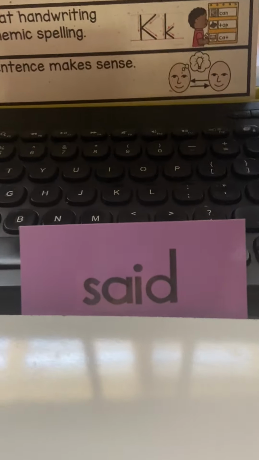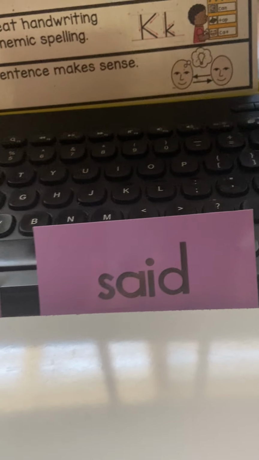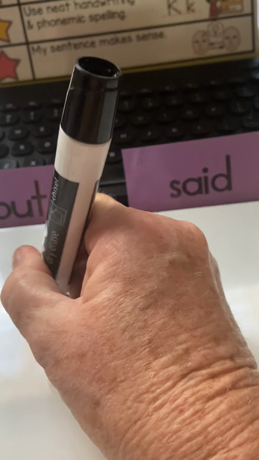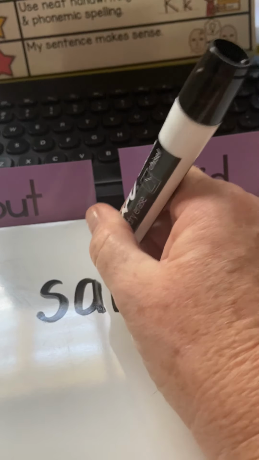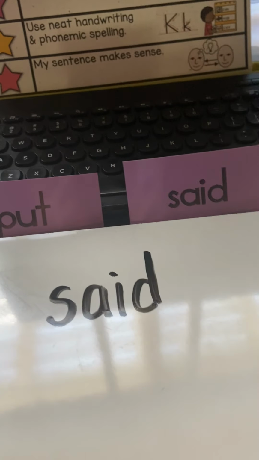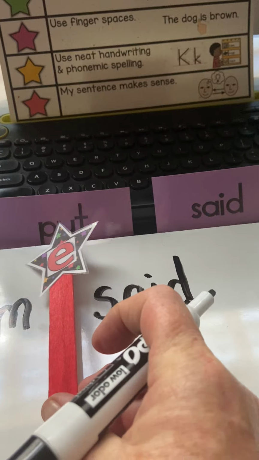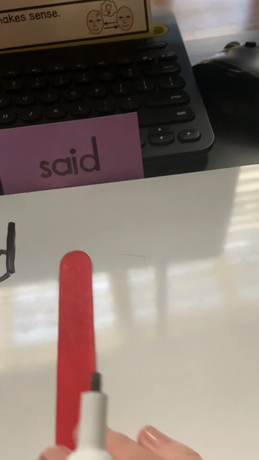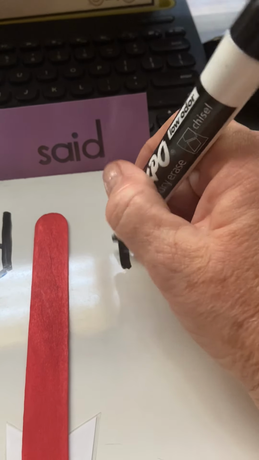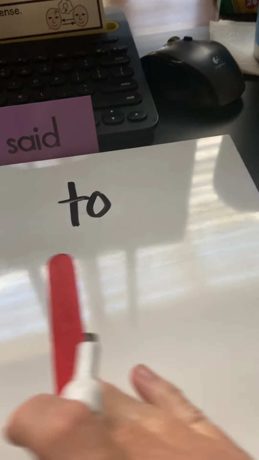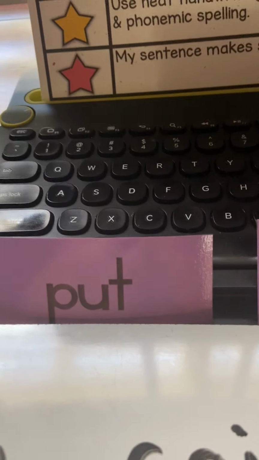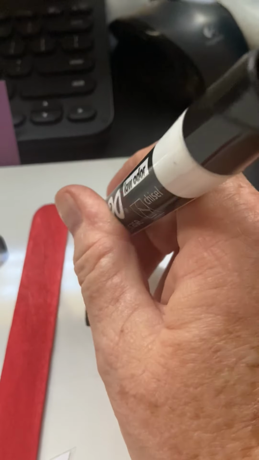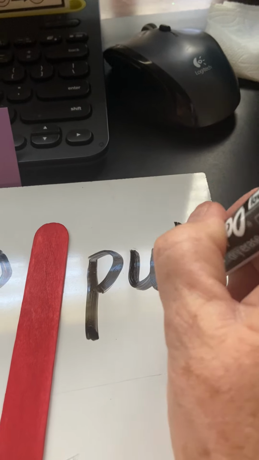Mom said, so I'm going to look at my sight word. See if we can remember that. S-A-I-D. Well, I do have my stick. It's got the silent E on it, but I could use that for a space. We'll just turn it over. There we go. Mom said to. Okay. Now I think I have room for put. Here it is. P-U-T. Put.